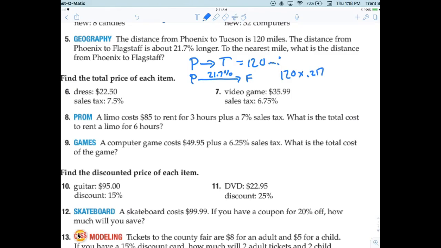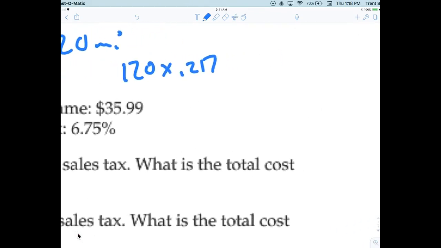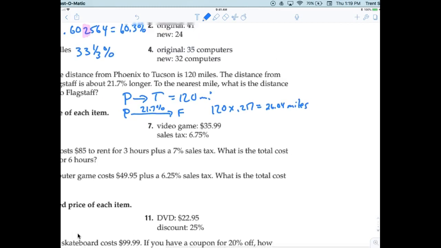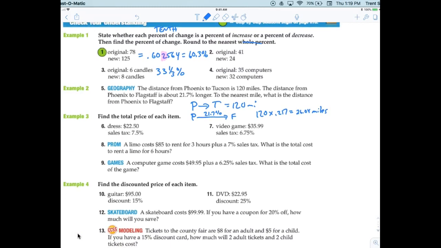So everybody do that for me. 120 times 0.217. And what is it? Come on. 26.04 miles. Do you agree? So it's going to be 26.04 miles what? Longer. All right, but now, is that the question? The question is, what's the distance? So what would I have to do to that 26.04? Just add it to 120.